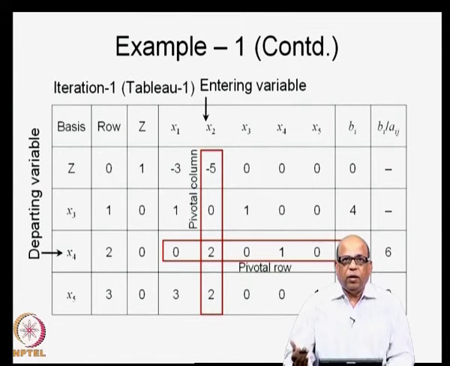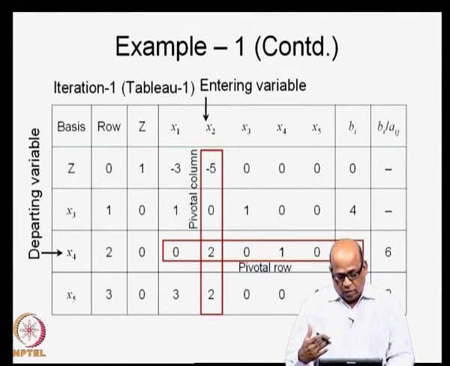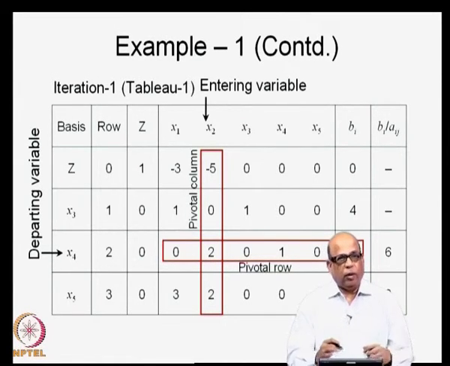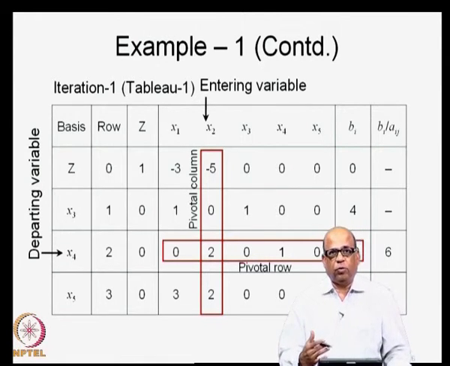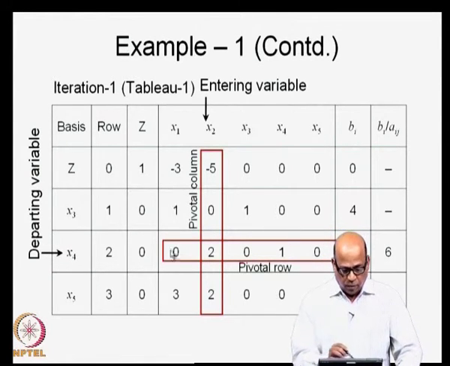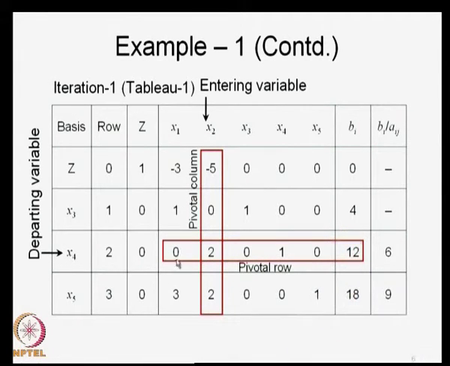Now, we write the next tableau by using the Gauss-Jordan elimination method. We write the tableau in the canonical form by using the Gauss-Jordan elimination method. I will explain how we do this. This is the pivotal row. First, we rewrite the pivotal row by simply dividing. Incidentally, this element here, which is at the intersection of the pivotal column and the pivotal row, is called a pivot point, or simply the pivot.